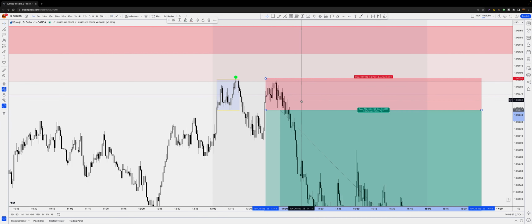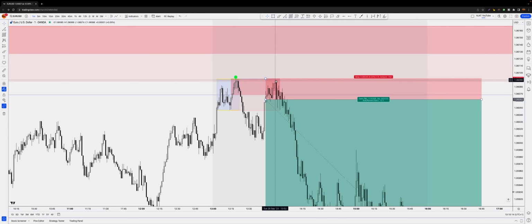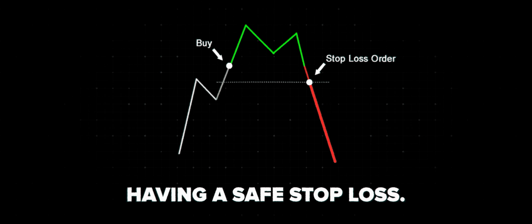If you want a bigger stop loss, that'll be 4.5 pips. If you wanted the 3 pip stop loss, which is our maximum, that's where you're going to put it more towards the 50% of this whole sideways range here, again with your stop above the high. So you can see that we always repeat the same process when it comes to execution. It is always about seeing bearish order flow pattern, and it's always about having a safe stop loss.